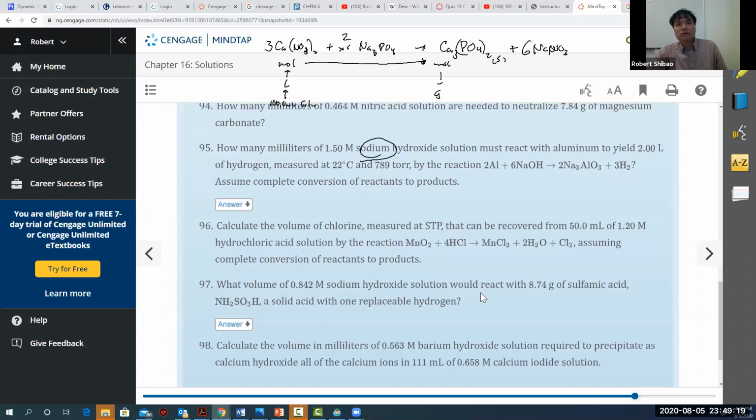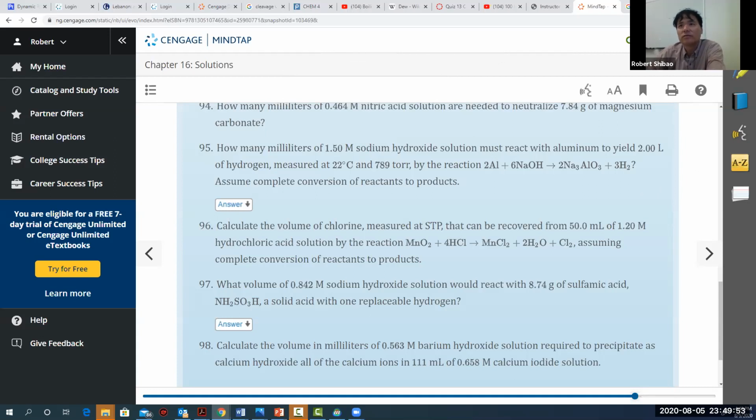95. How many milliliters of 1.5 molar sodium hydroxide solution must react with aluminum to yield 2.00 liters of hydrogen, measured at 22 degrees C and 789 torr, by the reaction of this. All right. So this is a mix of solution volume and gas volume. So we have to be careful, because we got to make sure we know the difference between the solution volume and the gas volume here.